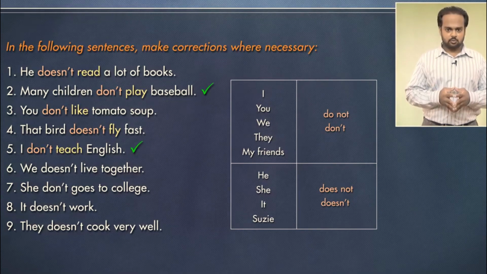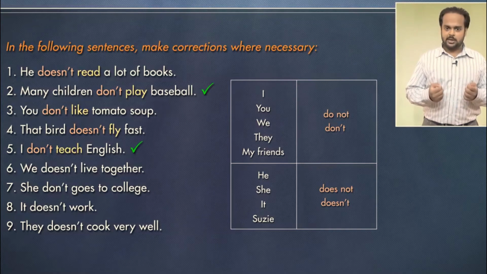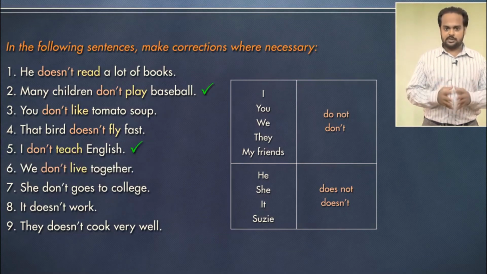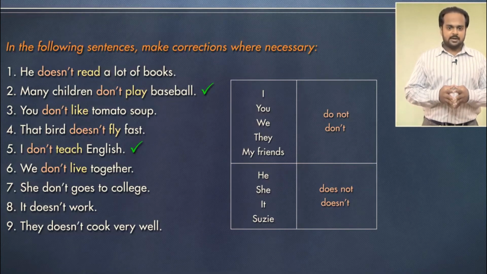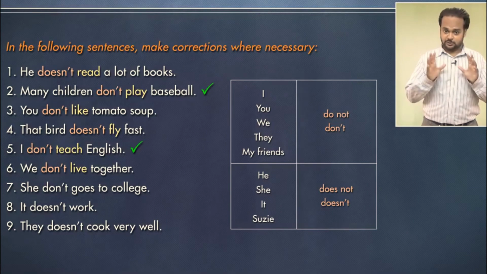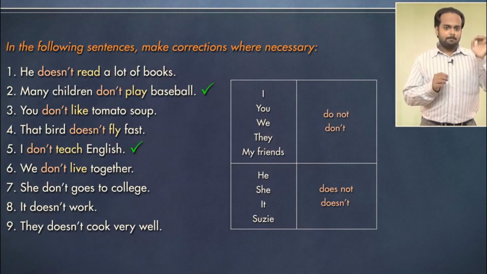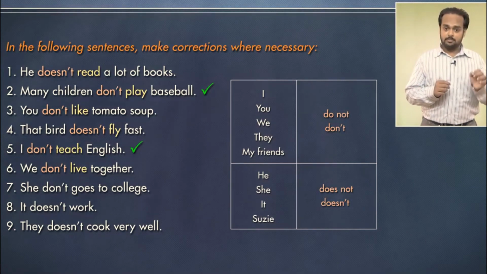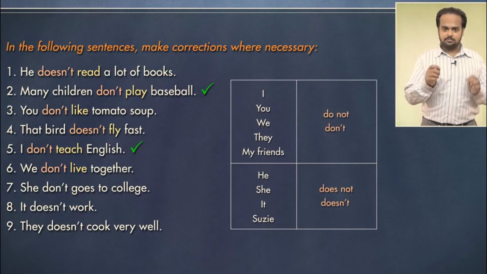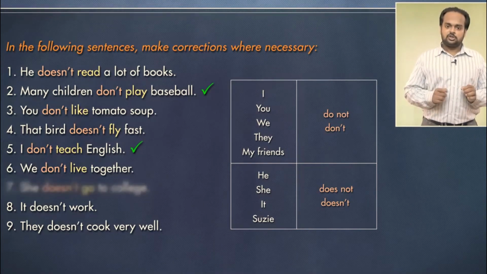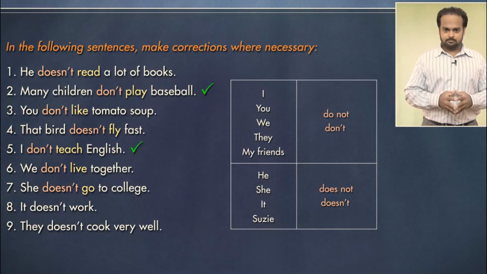Number 6 is wrong. You need don't again because the subject is we. So we don't live together. Number 7 is wrong as well. And this is another common type of error. The s is added here, that's good, but it's added to the main verb, go. It should be added to the helping verb, not the main verb. So she doesn't go to college.